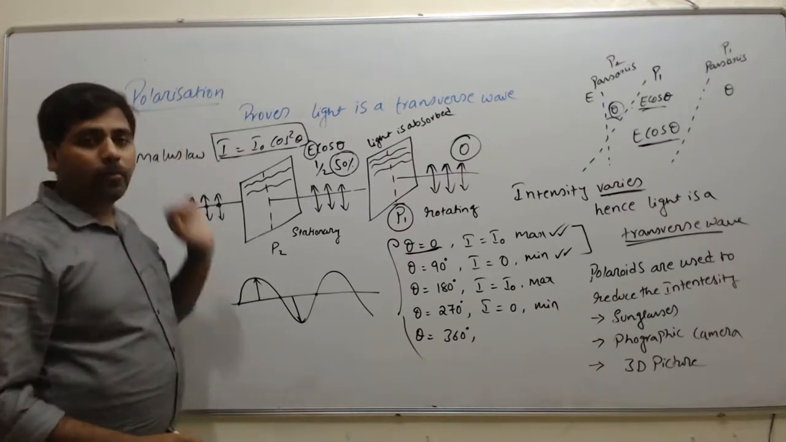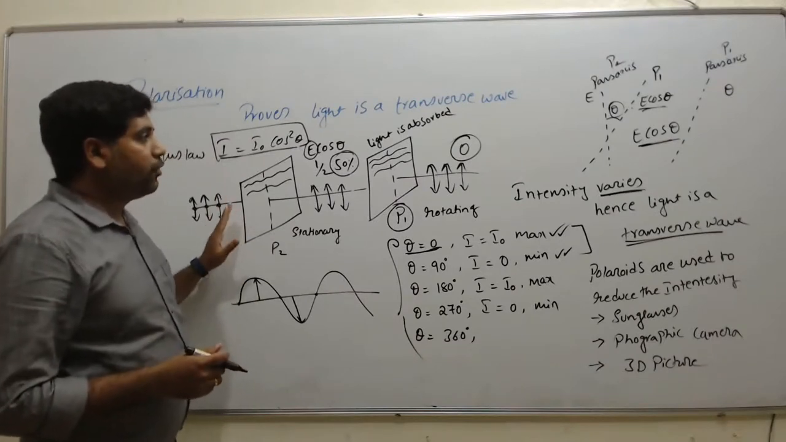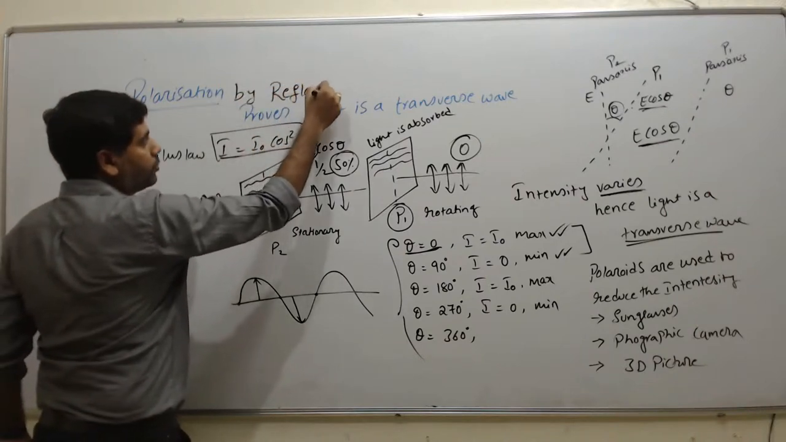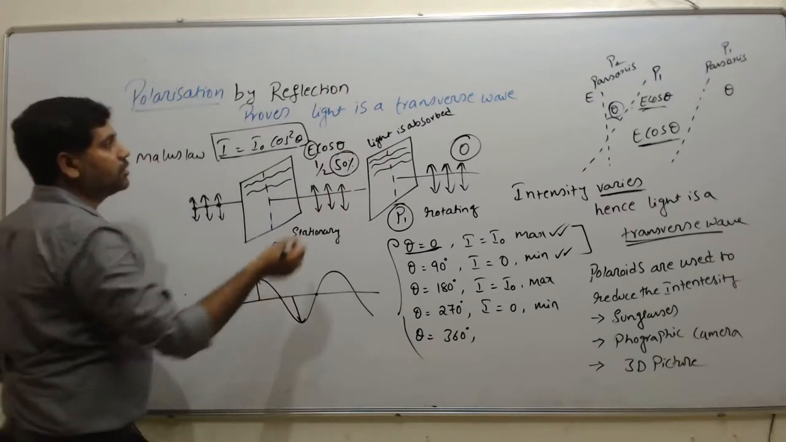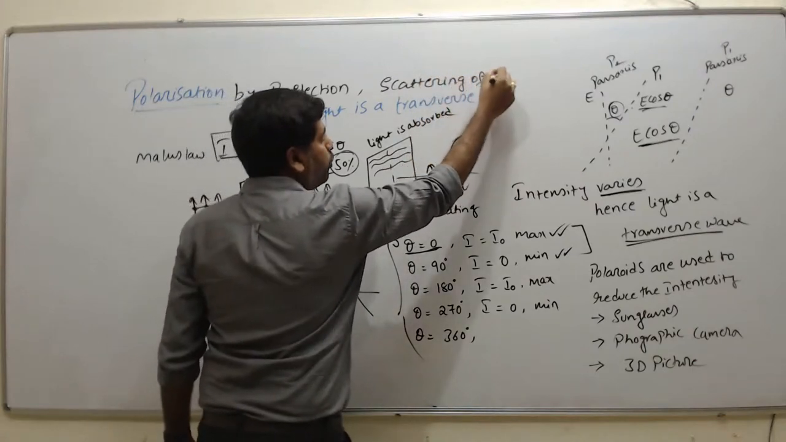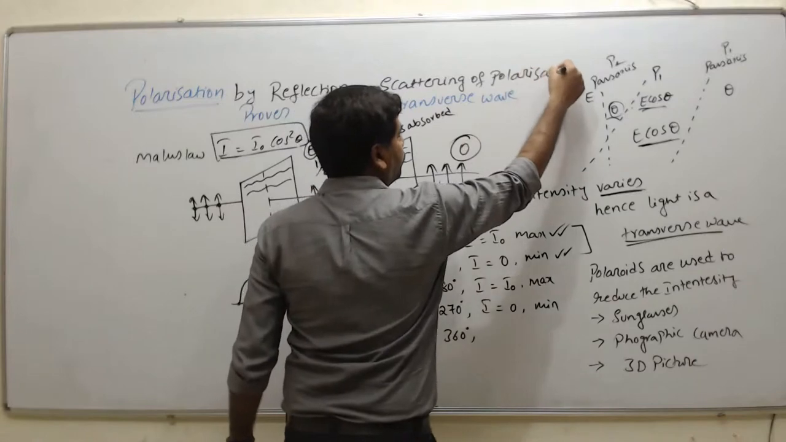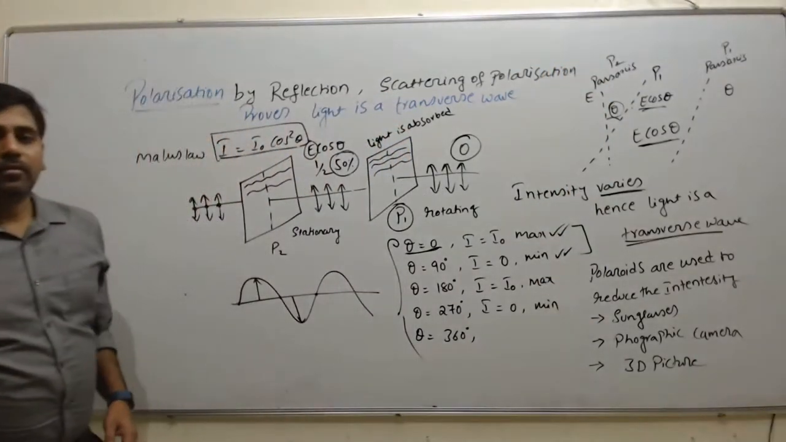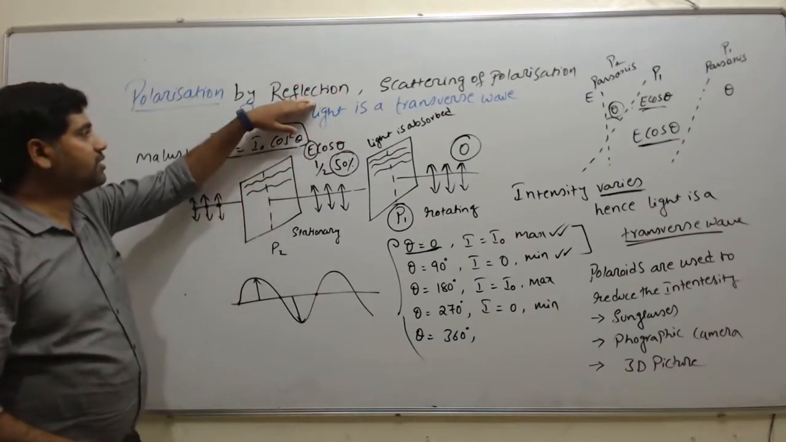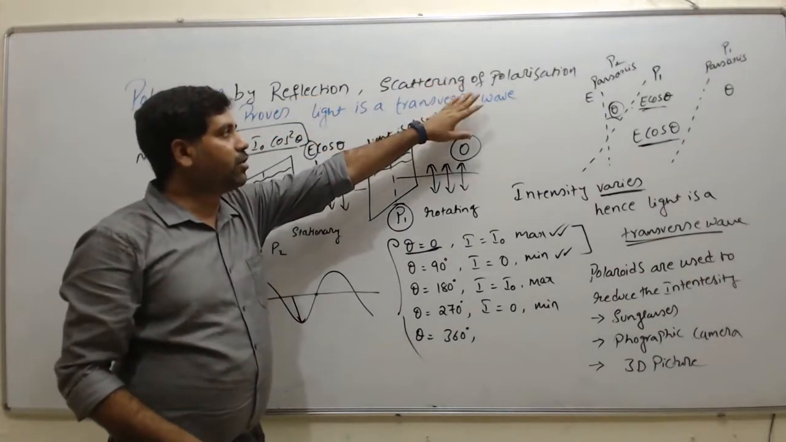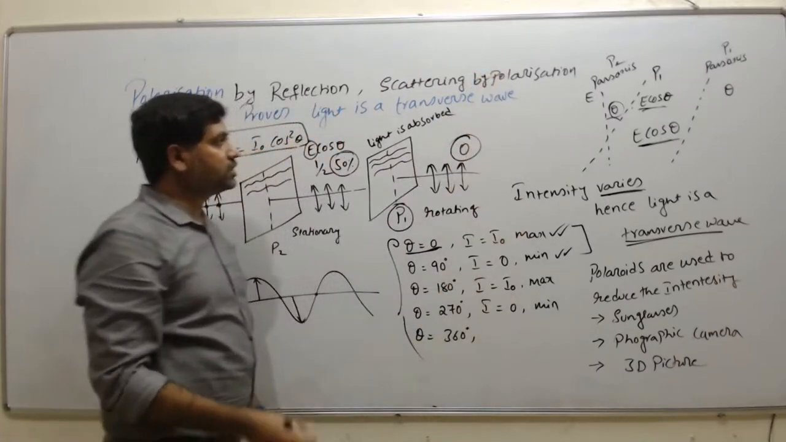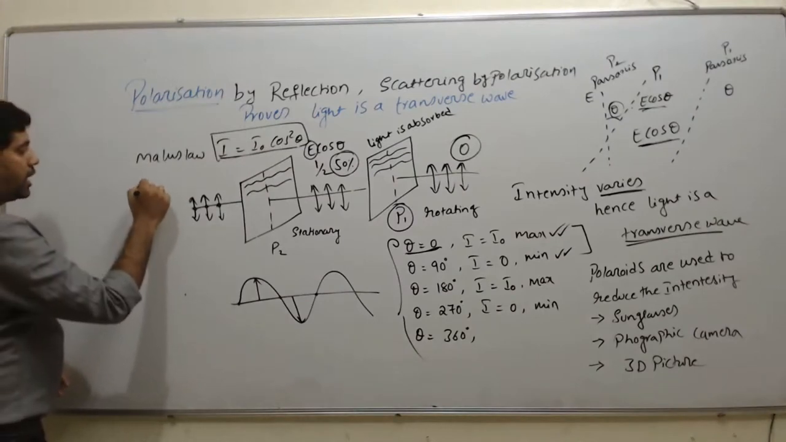Right? So this is about polarization. In the next class, we will discuss polarization by reflection and also polarization by scattering. By ending these two concepts, we can complete this chapter. This chapter is also for 9 marks.